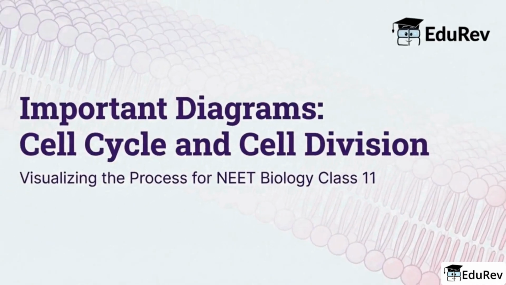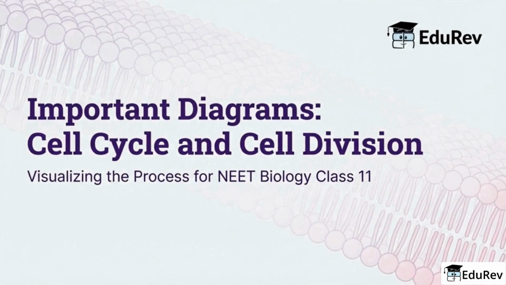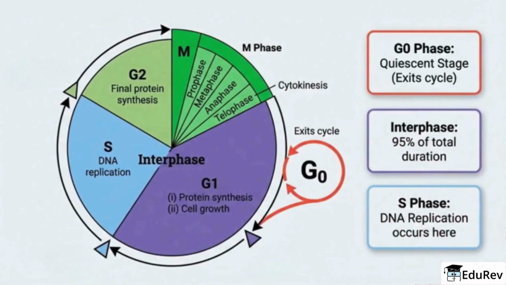Welcome. Today we'll visualize the cell cycle and cell division in a way that helps you remember the steps for Class 11 biology. Think of the cell cycle as an ordered series of stages a cell passes through so it can grow, replicate its DNA, check for errors, and divide accurately.